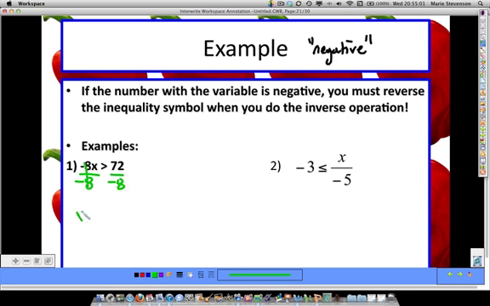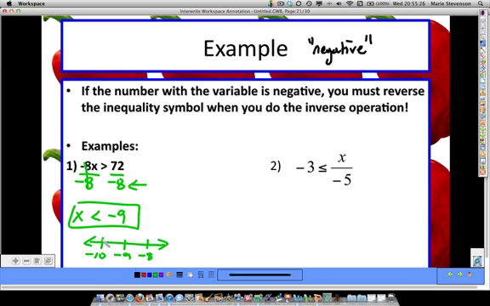So we get x, and then 72 divided by negative 8 is negative 9. Now, the fact that this is negative 9 does not mean we have to flip this. The reason we flipped the inequality is because we divided by a negative 8. So this turns to less than. So x is less than negative 9. So let's do our graph. Less than means open circle to the left.